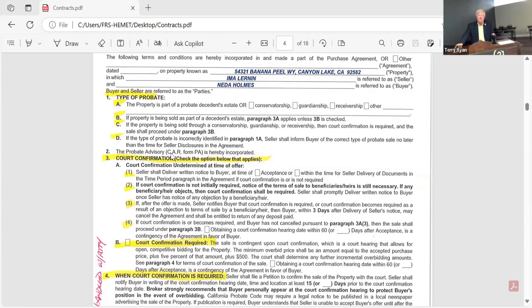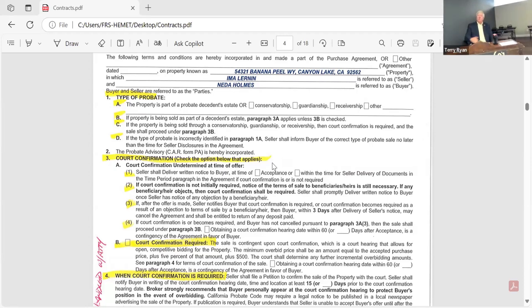One is that court confirmation may apply. And what that means, and the court can determine this, if you go in there and all you own is one property and that's all you're putting on here, and it's $100,000 or something like that, then it probably is not going to require court confirmation. Court confirmation is usually necessary when there are multiple heirs or multiple beneficiaries, but it's not initially set up that way.